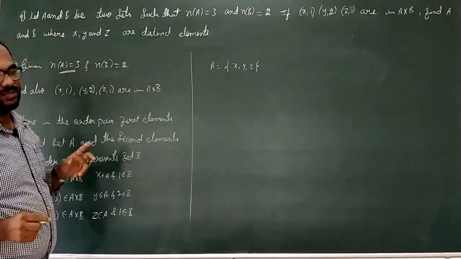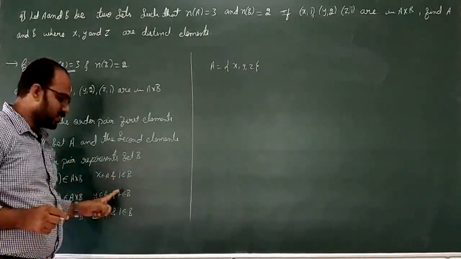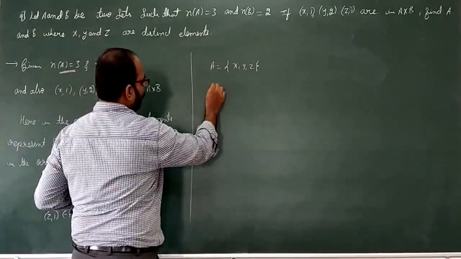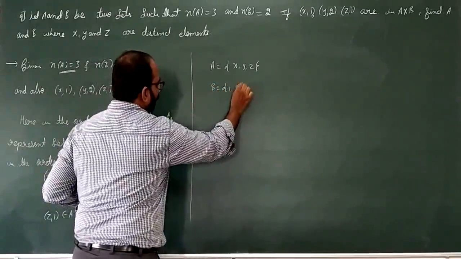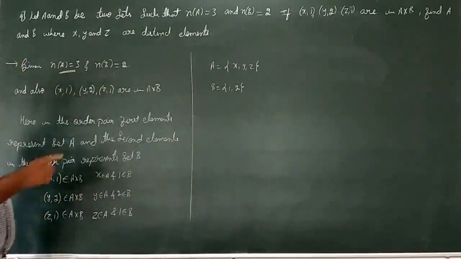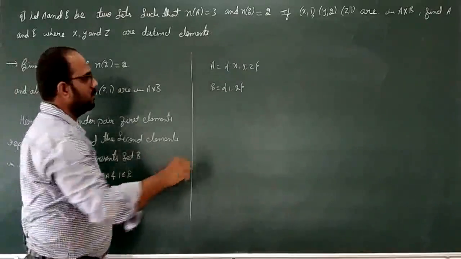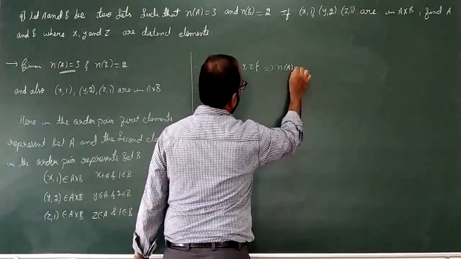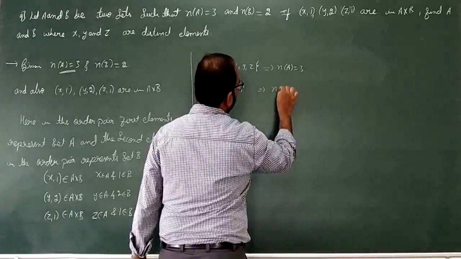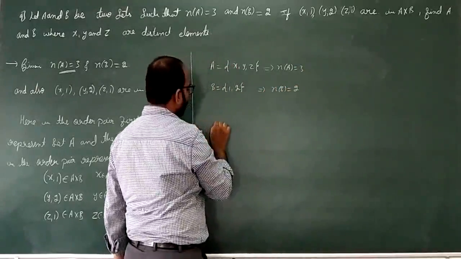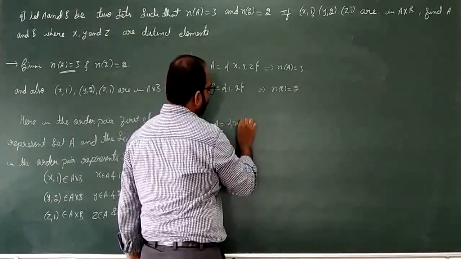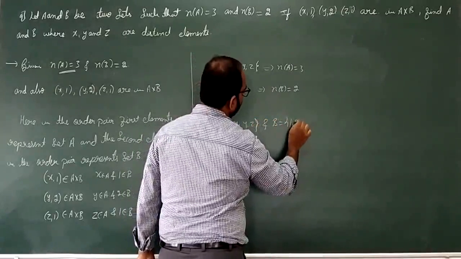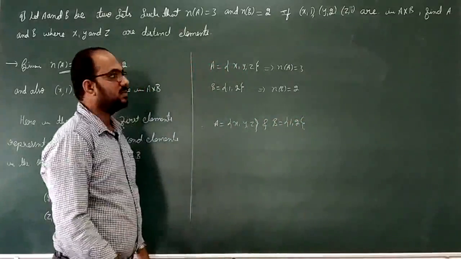Number of elements in set B is 2. Here, look how many different elements there are: 1, 2, 1. Here 1 is repeating 2 times, that's why I am writing it 1 time. 1 and 2 are the 2 elements, therefore the number of elements in set B is 2. If you want, write this: the number of elements in set A is equal to 3, the number of elements in set B is equal to 2. Therefore set A is equal to {x, y, z} and set B is equal to {1, 2}. This is the solution.